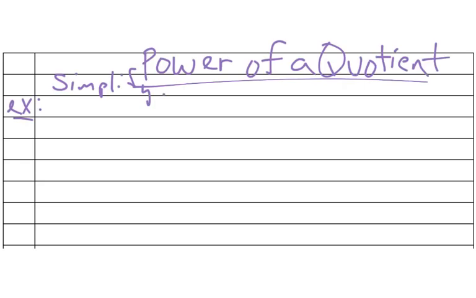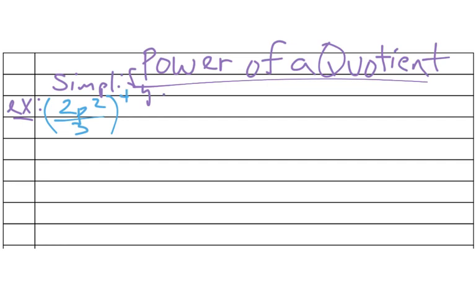At the top of these notes, write power of a quotient. Then write simplify and set up this first example. I'm going to move on and you can pause if you need to give yourself time to write that. In my fraction, I have 2p squared over 3 raised to the power of 4.